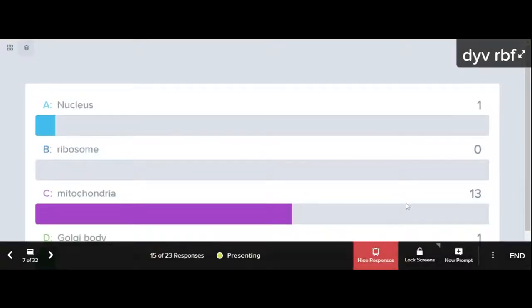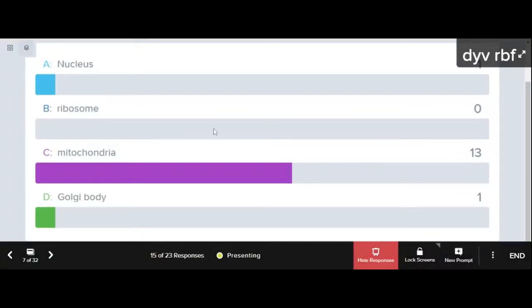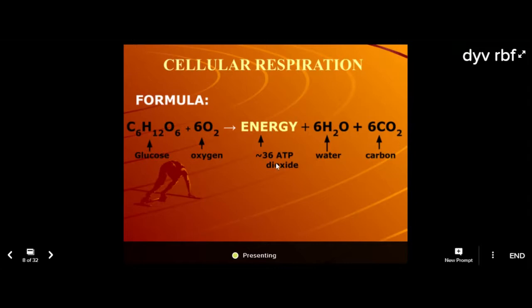Let me see responses. Mitochondria, yes. Mitochondria, guys, C. Mitochondria is the site of aerobic cellular respiration. We'll get more into the other parts of it later. So here's the formula. We got our glucose, C6H12O6. We got oxygen, 6 O2s. And then from that yields energy, 36 ATP, 6 H2Os, and 6 CO2s.